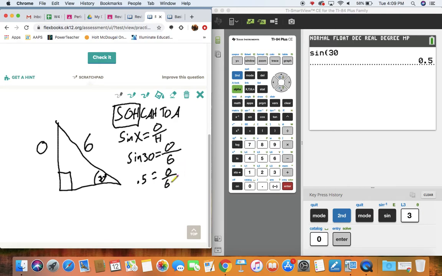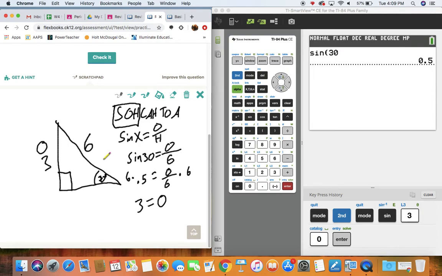All right, we want to get the opposite side all by itself. So you multiply 6 on both sides. 6 times 1/2 is 3. So 3 is the opposite. Okay, so our answer up there, one of the options was 3. So that's how you do this mathematically.